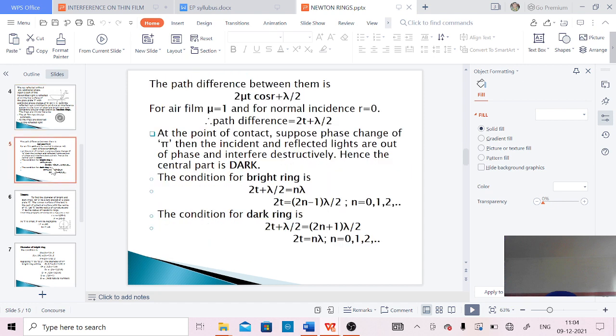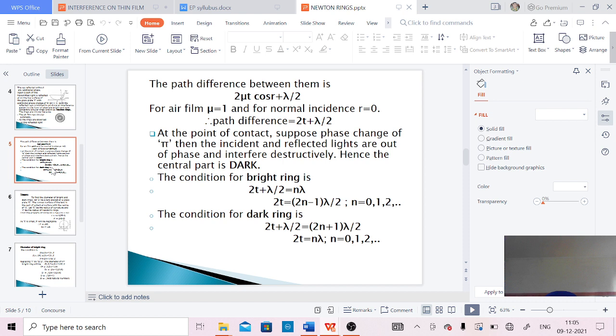At the point of contact, if there is a phase change of pi, then the incident ray and the reflected ray meet out of phase. Because of that we get destructive interference. That is the reason why the central part of the concentric circles, the Newton rings, is dark.